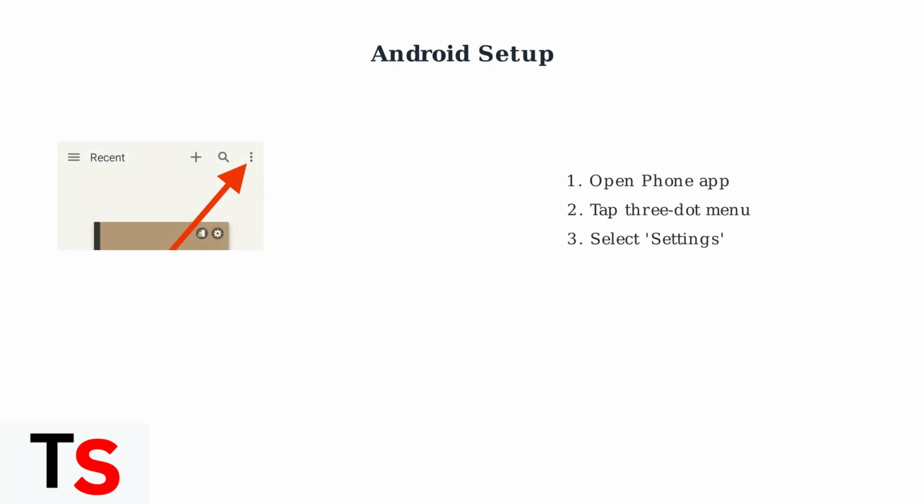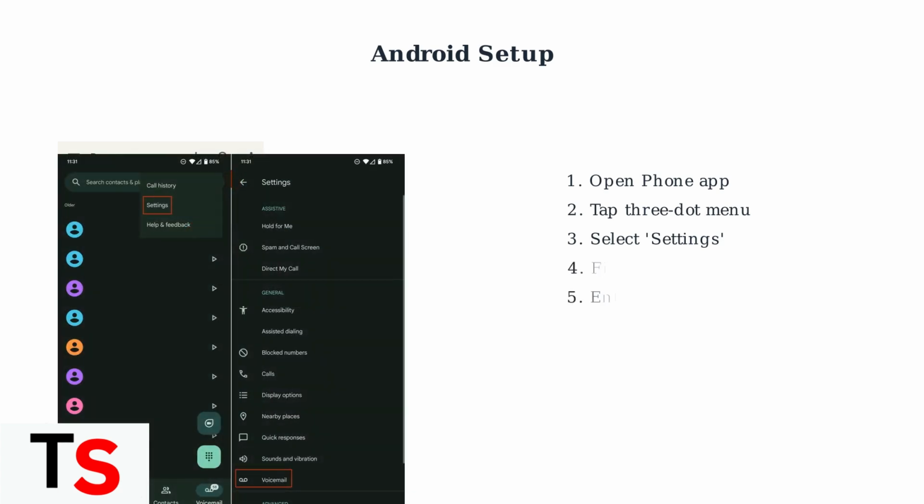For Android devices, open the phone app and look for the 3-dot menu icon, usually in the top right corner. Tap it and select Settings. Look for Voicemail Setup or Call Settings. You may need to enter your voicemail number, which is often *86, or your own phone number.